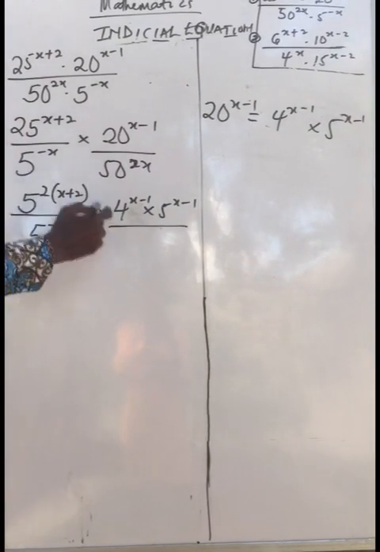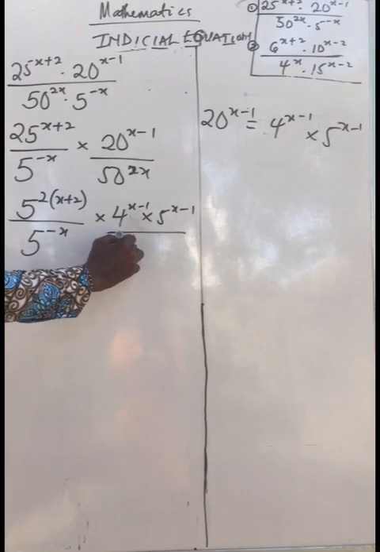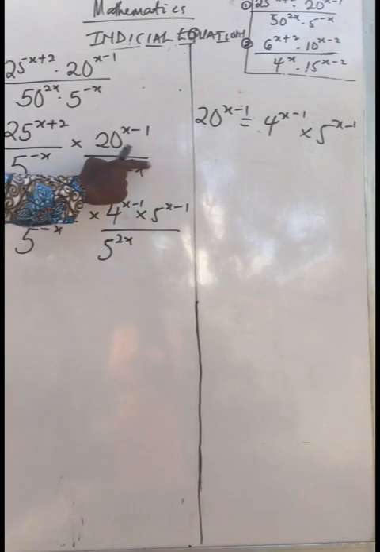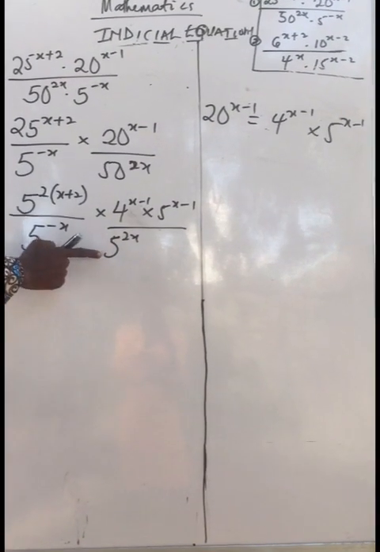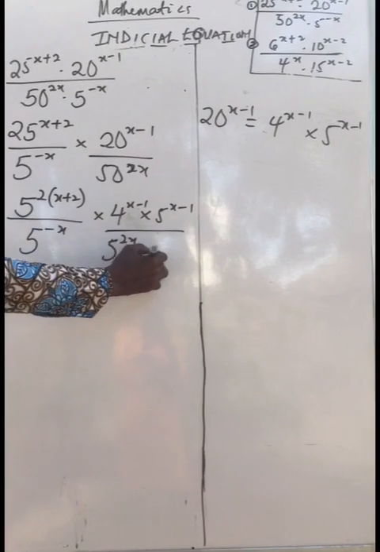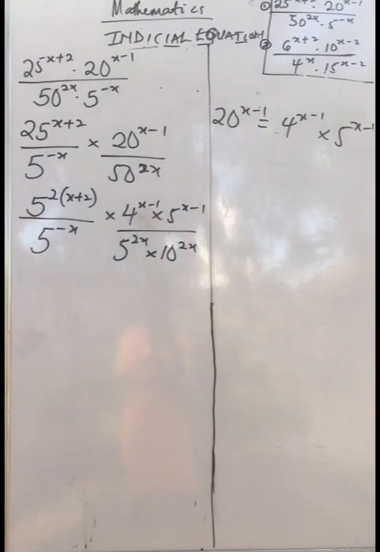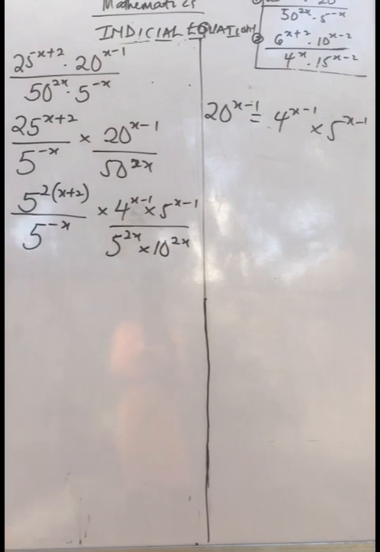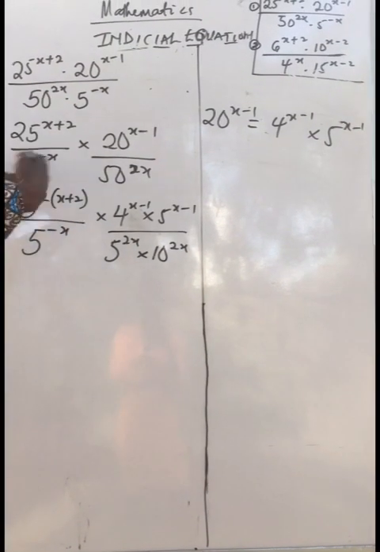So do you know that 50 is the same thing as 5 raised to the power 2x? That's 50 raised to the power 2x. It's the same thing as 5 raised to the power 2x times 10 raised to the power 2x. Yes, let's now factor things out. Let's see what we can do with this. Now remember, look at this one.